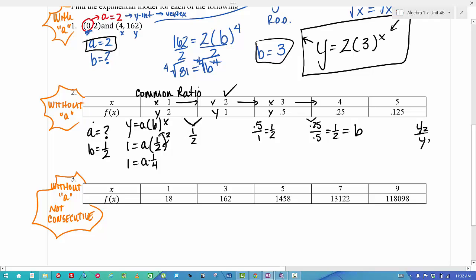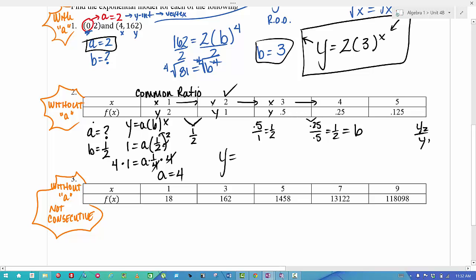How do I get rid of a fraction that's multiplied? Well, we multiply by its reciprocal. So I'm going to go ahead and multiply by 4. These are going to reduce away to 1, and then I get 4 times 1, or a equals 4. Guess what? We're ready to write our model.